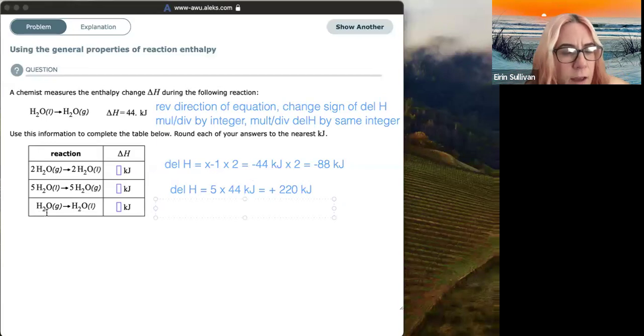And then finally, I'm going from gaseous water to liquid water, which is the exact opposite direction of the reaction as written. So delta H is -44 kilojoules. So just change the direction, change the sign.